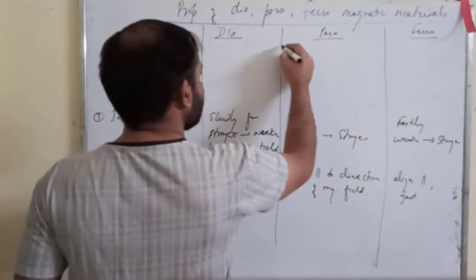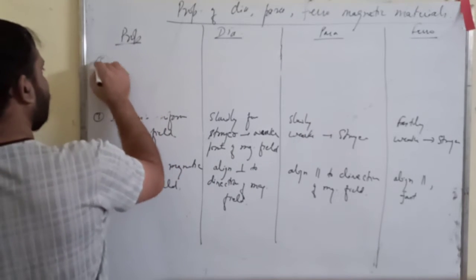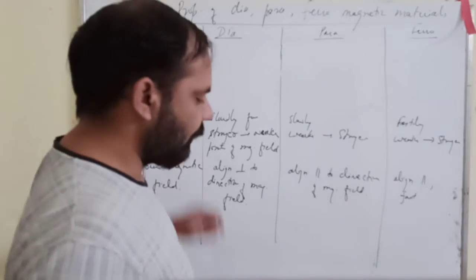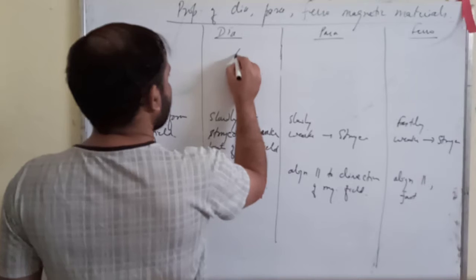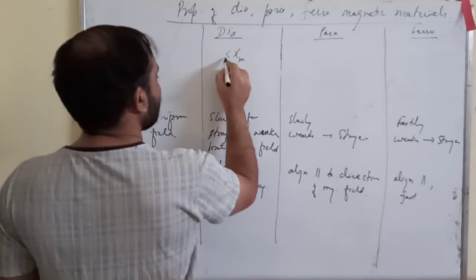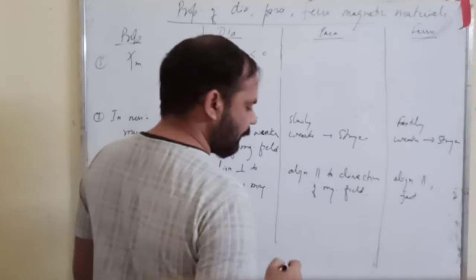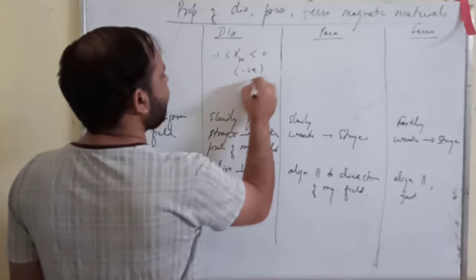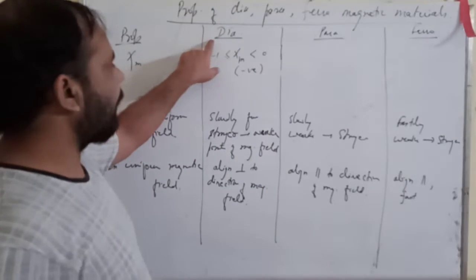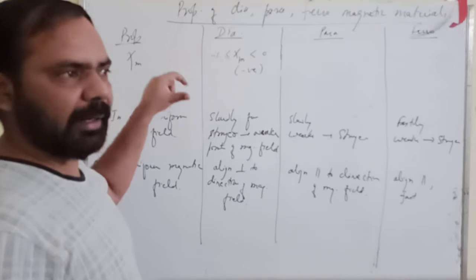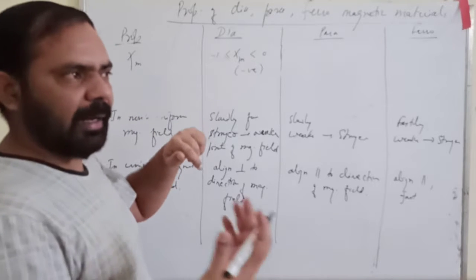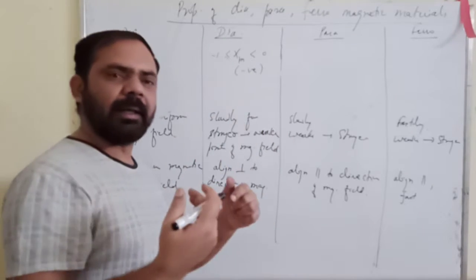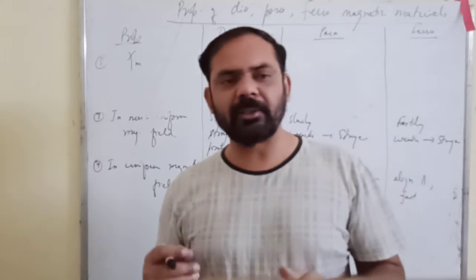Property number 5 is about the value of chi m, the magnetic susceptibility. For diamagnetic materials, this chi m is less than 0. It is actually less than 0 and greater than or equal to -1, which means their chi value is negative. These diamagnetic materials have a negative chi value because chi is M upon H, and M will be opposite in direction to H. M is the intensity of magnetization, and H is the intensity of the magnetizing field.